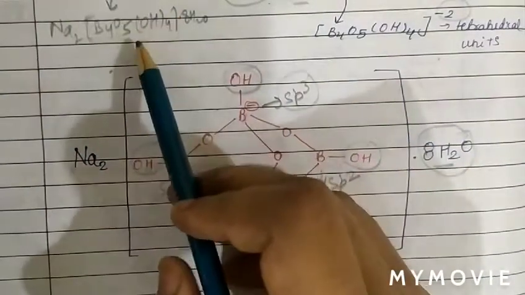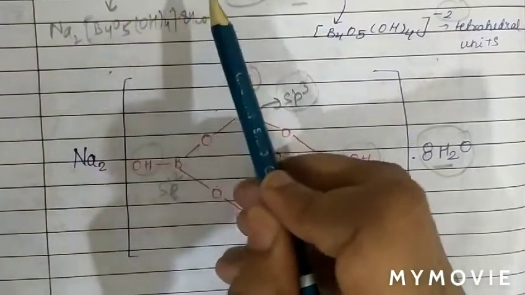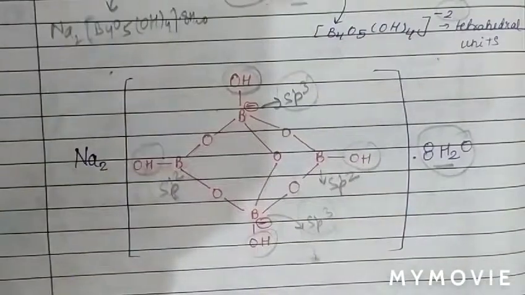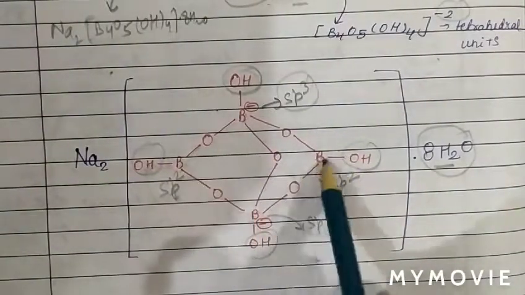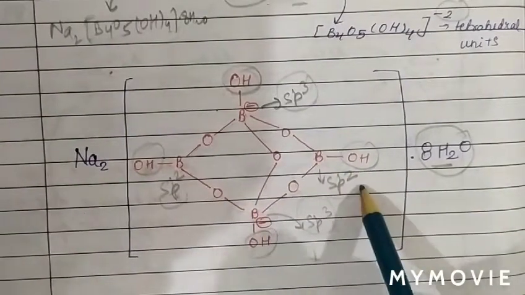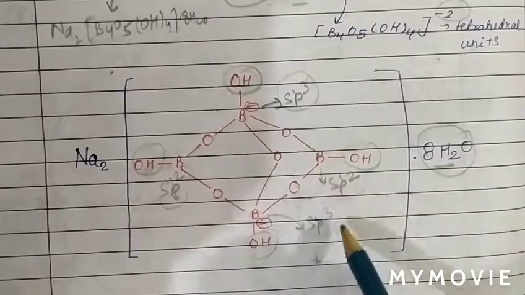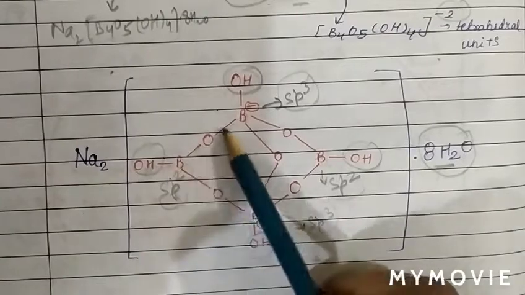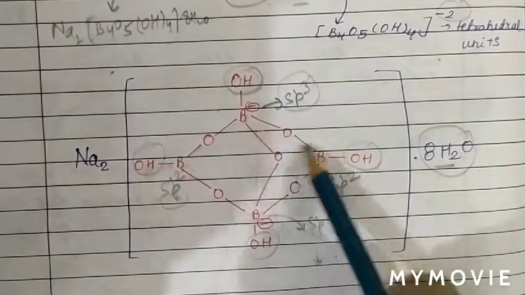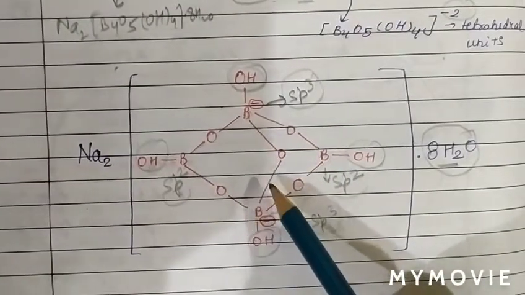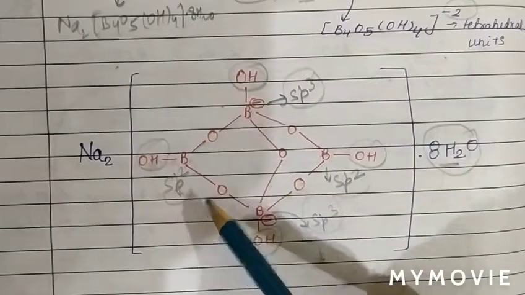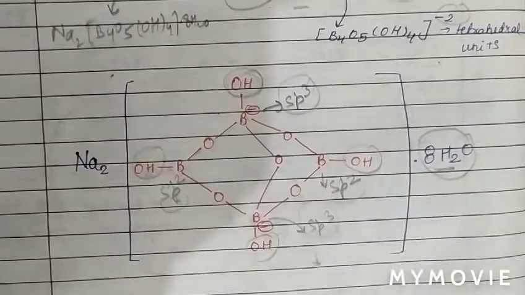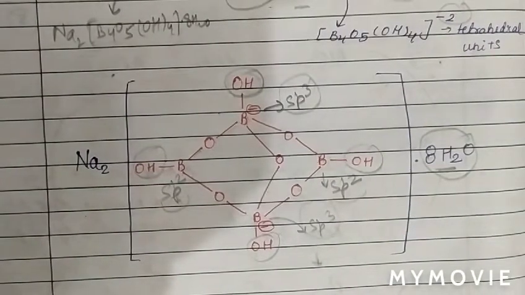So basically the formula of borax is Na2B4O7.10H2O. We can also say Na2B4O5(OH)4.8H2O. 2 borons have sp2 hybridization, and 2 boron atoms are sp3 hybridized. And how many B-O-B linkages are there? 5 B-O-B linkages: 1, 2, 3, 4, and 5. So this is a very important compound of boron. We have discussed borax and the structure of borax, and it is a white crystalline solid.